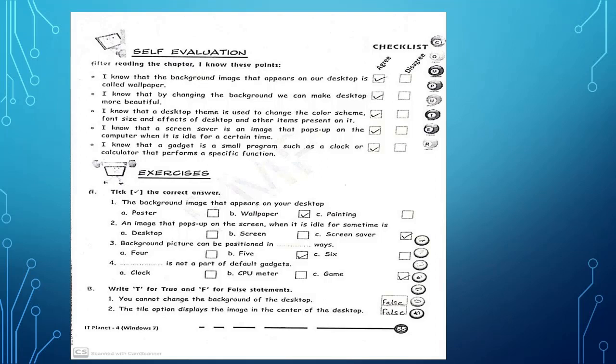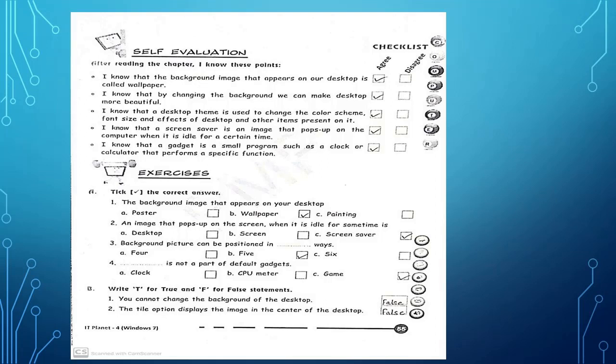Now, the next question is from the exercises, take the correct option. First one, the background image that appears on your desktop is poster, wallpaper or painting. So the right answer is wallpaper. The second one, an image that pops up on the screen when it is idle for some time is a desktop, screen or screensaver. So the right answer is screensaver.